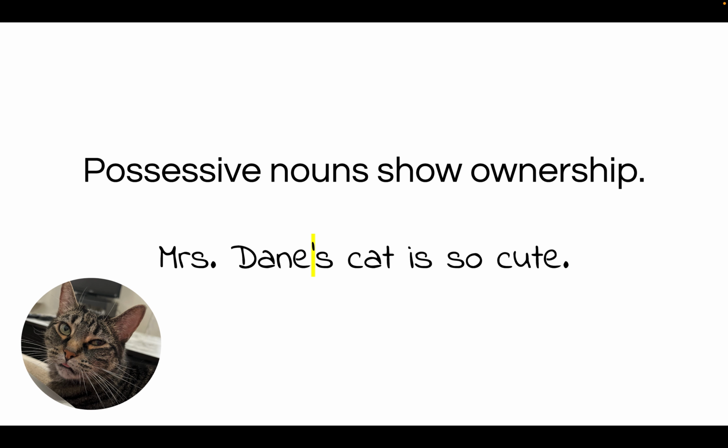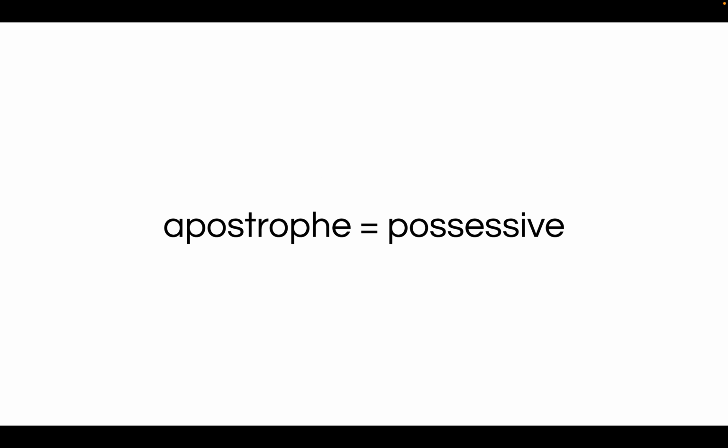Mrs. Dane's cat is so cute. Does this apostrophe S mean that there are multiple Mrs. Danes? I hope not. That would be weird and scary. No, it means that there's one Mrs. Dane and she owns a cat. And her cat is so cute. And there she is. And she's actually sitting right next to me. And she'll say hello for you. There she was. She's so cute.